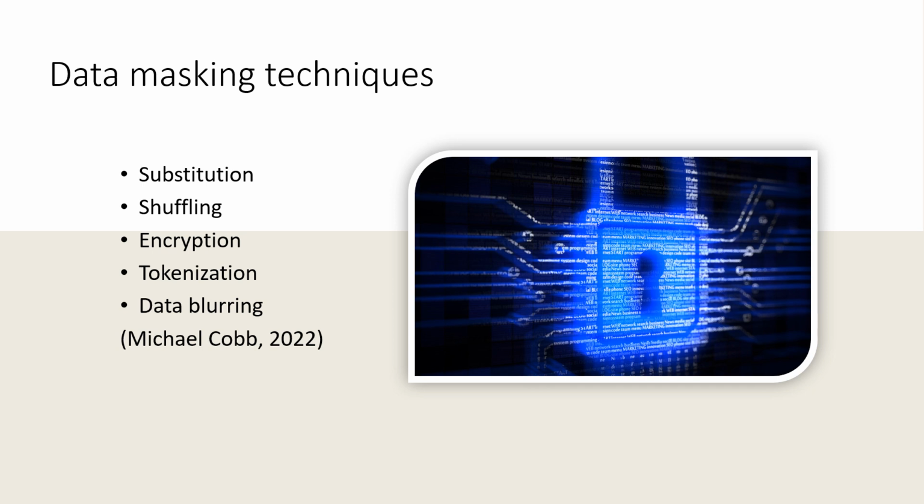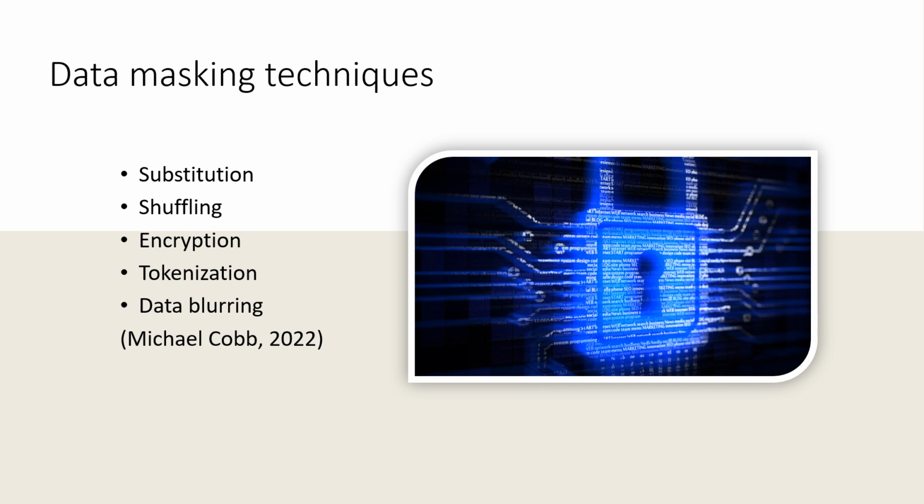First up, we have substitution, a technique that's like a game of data dress up. Imagine you have a database full of customer names, and you need to share it with an external party for analysis. With substitution, you can replace each real name with a fictitious one from a predefined list. It's like giving each customer a secret identity, allowing that data to be used without revealing their true names. The beauty of substitution is that it maintains the format and consistency of the data, making it ideal for testing and development purposes.